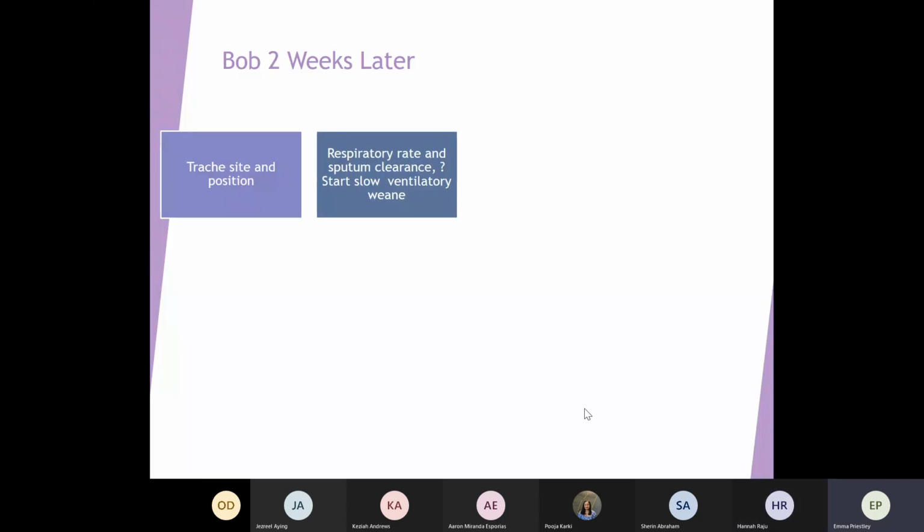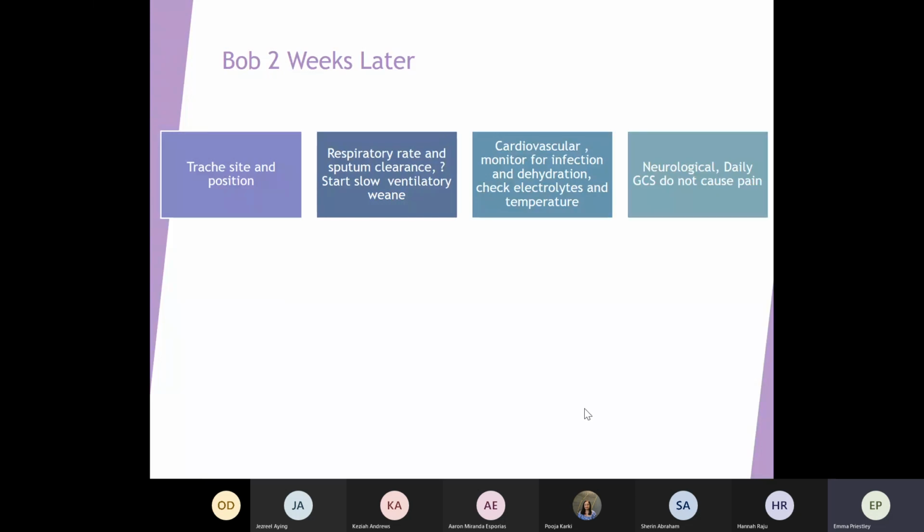Respiratory, are you starting to slowly wean him? Possibly, yeah, I would want to start. So if I'm seeing some signs of improvement, I'd want to be thinking about weaning him a little bit now, but obviously slowly. Cardiovascularly, any signs of infection, any electrolyte imbalances for him. Neurological, daily, don't cause them pain. You know that he's going to be slow to progress. There's no point causing him pain.